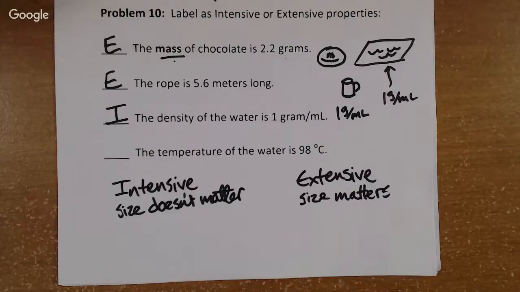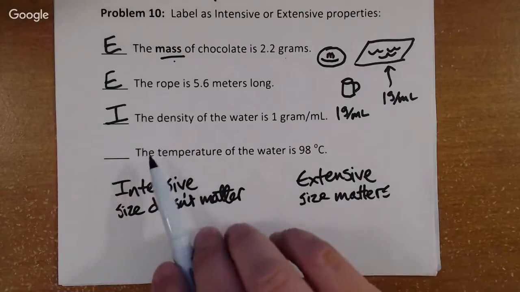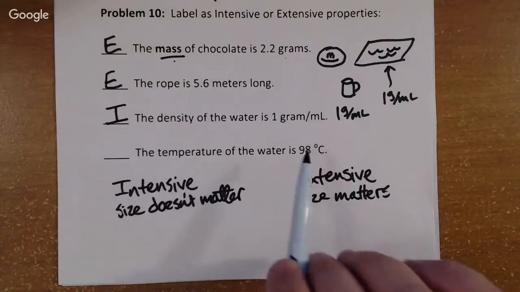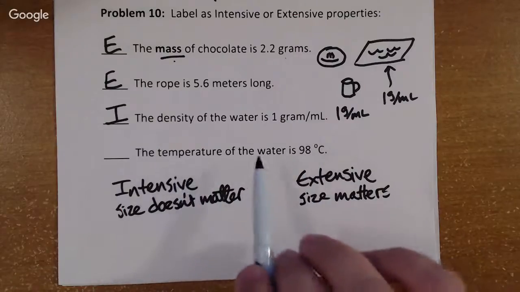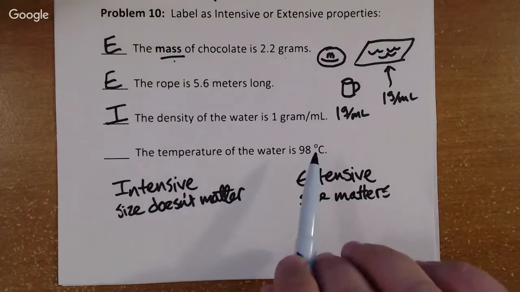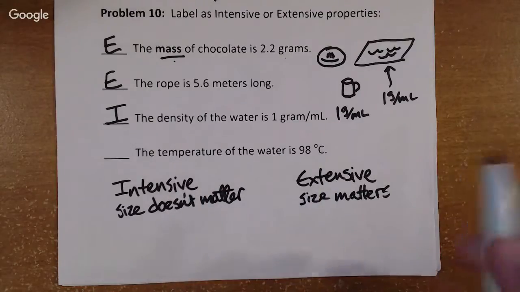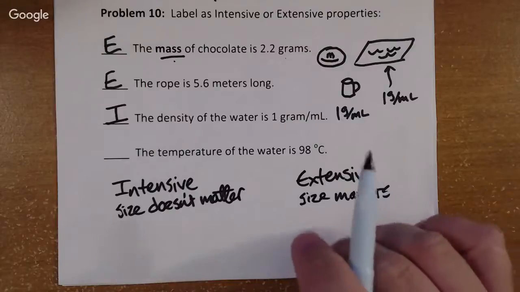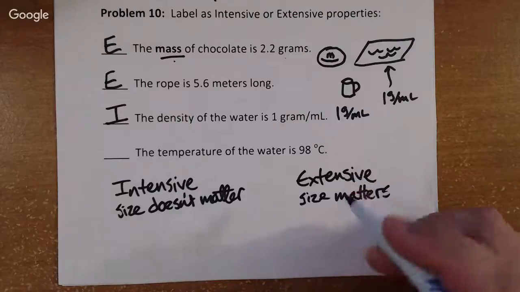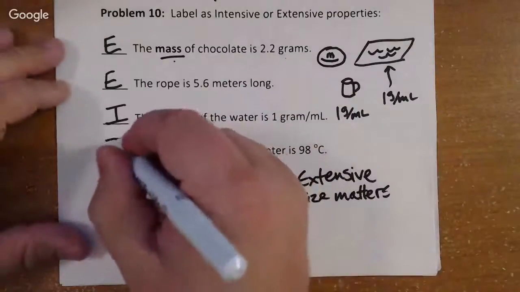So just a reminder, I just gave you a minute to think about this last problem. The temperature of water is 98 degrees Celsius. Is that intensive or extensive? Don't worry about being wrong. Okay, so I've got 2 votes for intensive, and I'm going to agree with you.